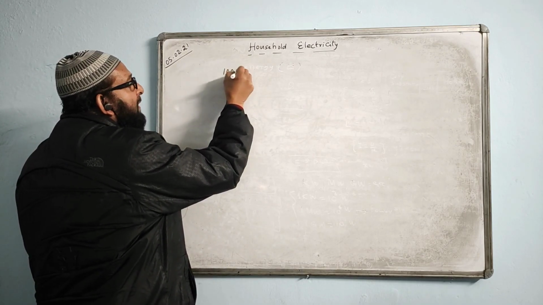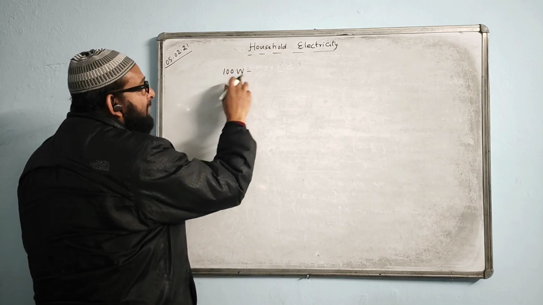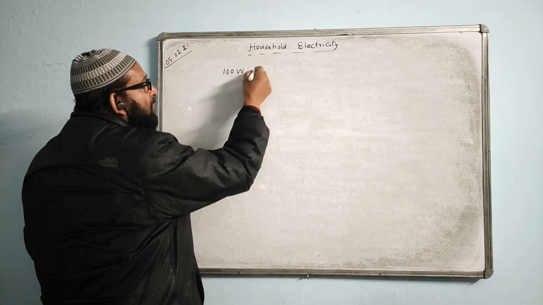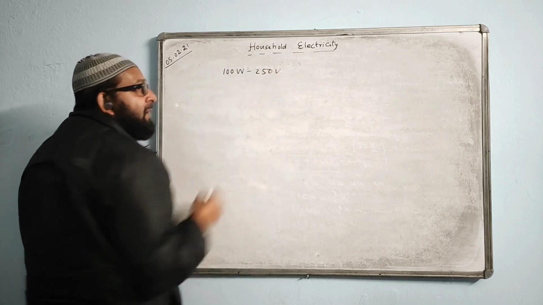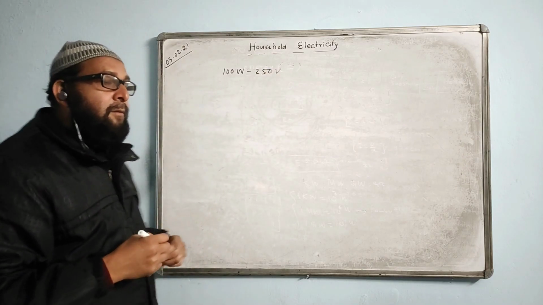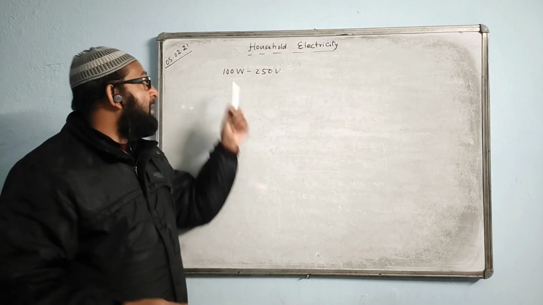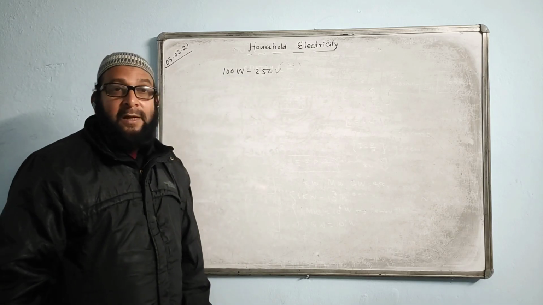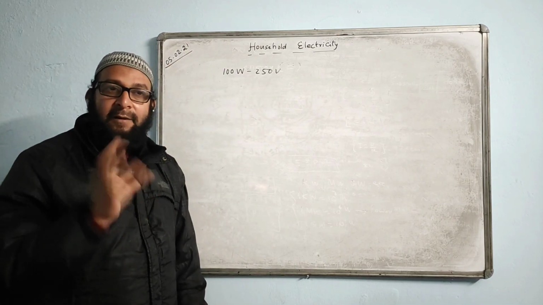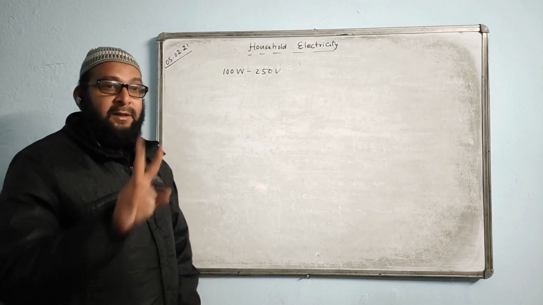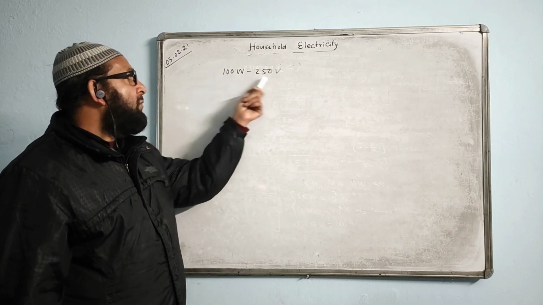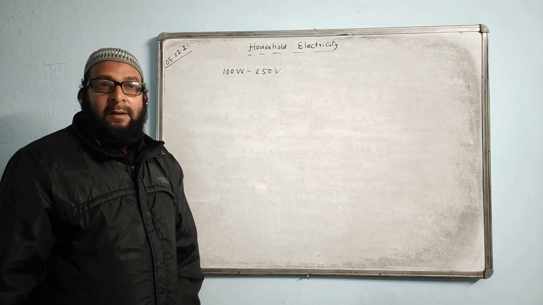Every electrical appliance will have 2 things marked on it: power value and voltage value. Same way, a bulb of 100 watt will be written like this, 100 watt dash 250 volt. They write these 2 things always in every electrical appliance, power value and voltage value.